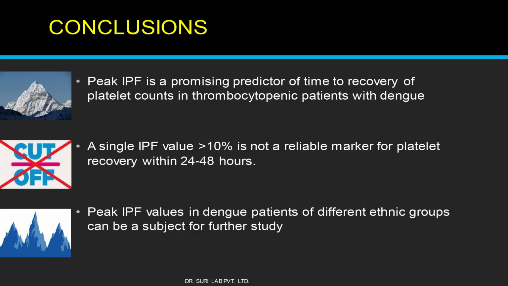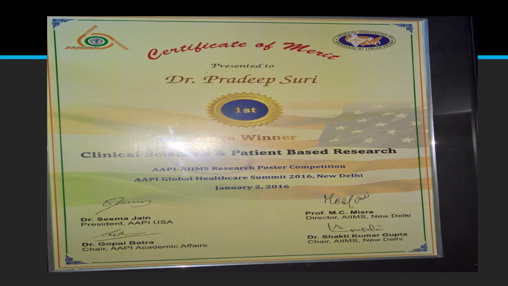So the conclusions were that peak IPF is a promising predictor of recovery of platelet count in dengue patients. A single IPF value more than 10% is not a reliable marker of platelet recovery within 24 to 48 hours. And peak IPF value in dengue patients of different ethnic groups can be a subject for further study, which it was. Subsequently, there were some good papers from Calcutta which showed different biological reference intervals from the eastern population. So, as they say, you are first time lucky, we got the first prize for this paper in 2015 in AIIMS.